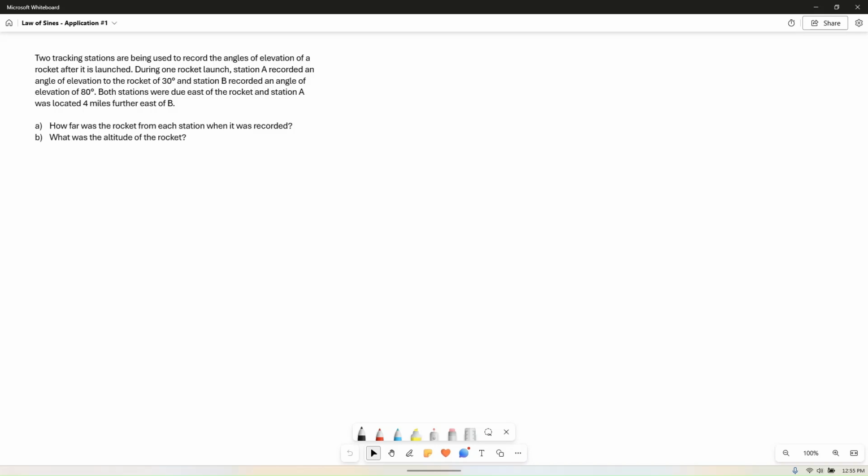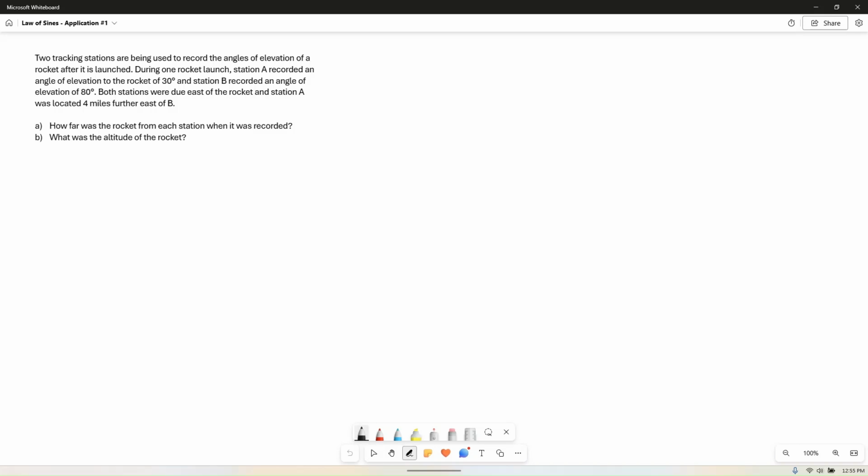Okay, so there are two parts that we want to find. First, we want to find how far the rocket is from each station at that point where they're recording these angles of elevation. And then we also want to find the altitude of the rocket at the same time. With all of these problems, let's start by drawing a picture.